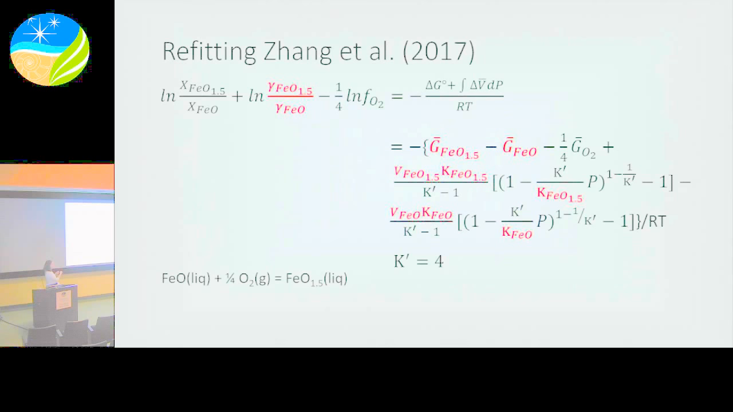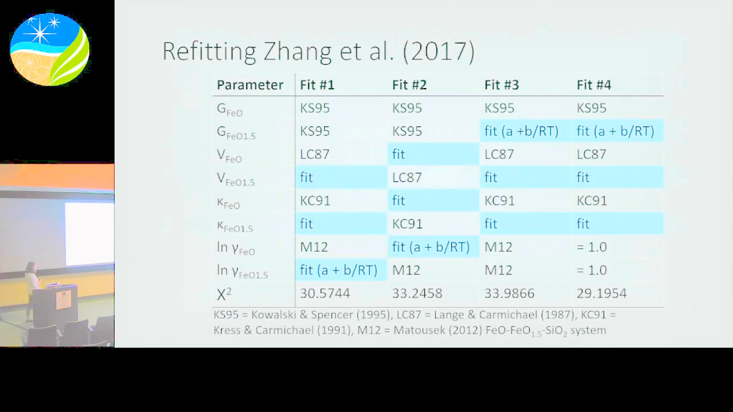So I'm going to show you results for four different fits just to sort of explore the parameter space of possible solutions. And I'm supplementing this data from Zhang et al. because it's a very limited data set with a lot of data from lower pressures. So in particular, the Lange and Carmichael data on partial molar volumes from 1987, and Kress and Carmichael found the compressibilities. The Gibbs energy of the wüstite component is really well known because everybody likes wüstite.